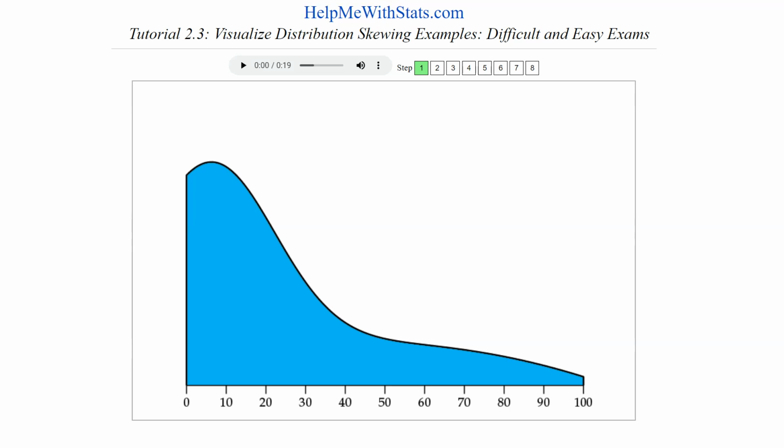HelpMeWithStats.com was used to create this tutorial that can help us visualize distribution skewing examples, difficult and easy exams. Let's look at how exam scores might be skewed.